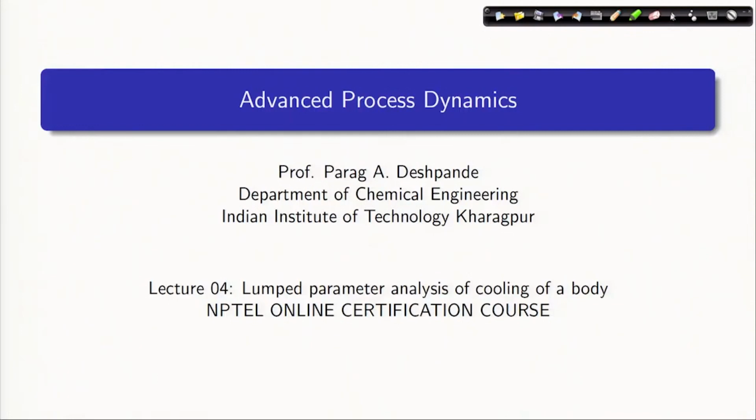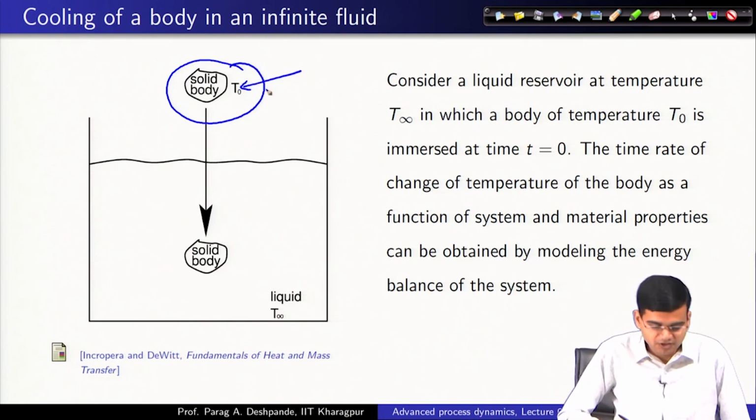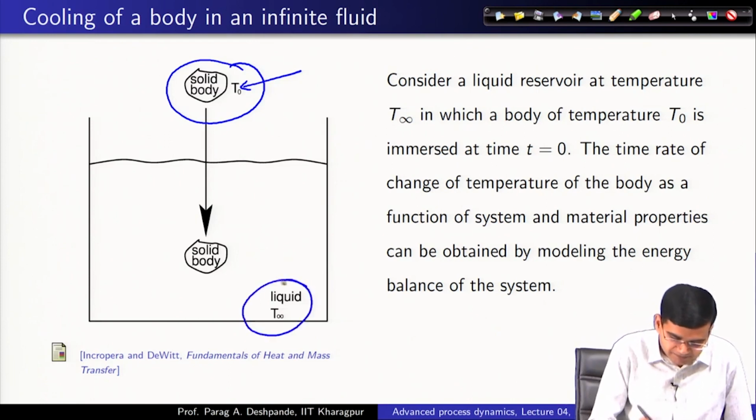Now, all of these concepts can be applied to examples which come from process industries, and we are going to take one such example. So, let us look into the example today. What we have in front of us is the schematic for the system. We have a solid body which is maintained at a temperature T 0. Okay. So, the solid body has a temperature T 0 and the body is dropped in a reservoir which has a temperature of T infinity.